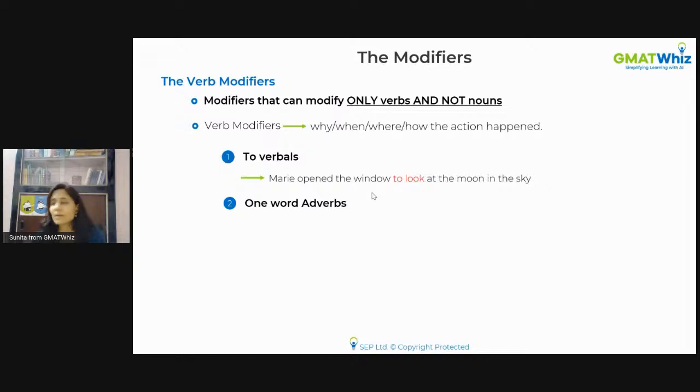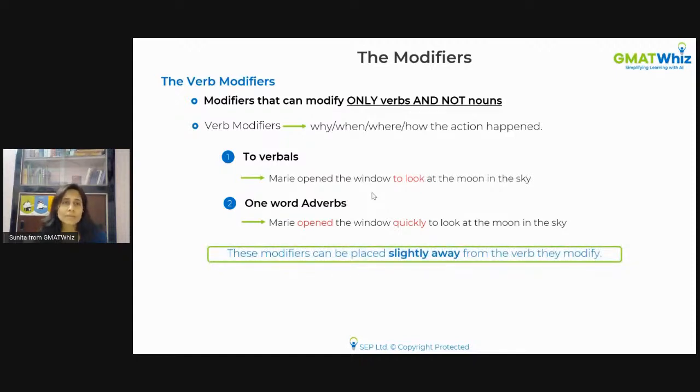And then you have one-word adverbs, okay? Marie opened the window quickly. So what was the manner in which she opened the window? So these are the modifiers which modify only the verbs and not the nouns. These modifiers can be placed slightly away from the verb they modify. In fact, a verb modifier need not be placed close to the verb it modifies, unlike the noun modifiers.